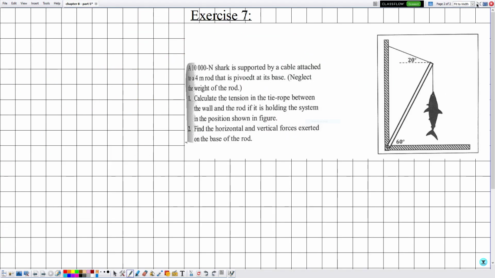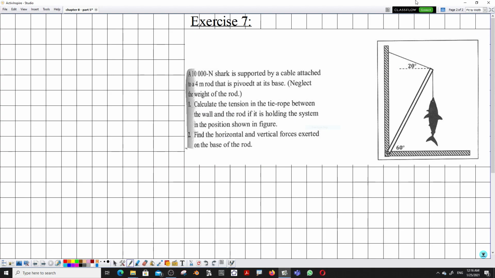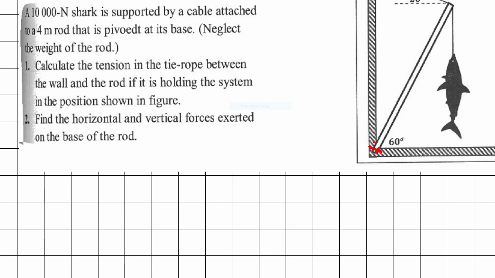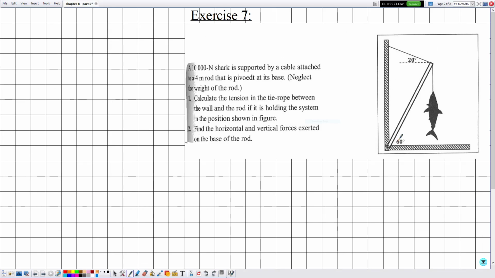Now moving to exercise number 7. A 10,000 Newton shark is supported by a cable attached to a 4-meter rod that is pivoted at its base. So this is also a hinge, so this beam can be rotated around this hinge. Neglect the weight of the rod. Number 1, they are telling us to calculate the tension in the tie rope between the wall and the rod if it's holding the system in position shown in the figure. We need to calculate this tension between the rod and the wall, which is T2.